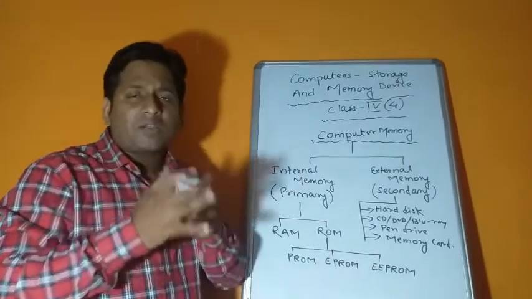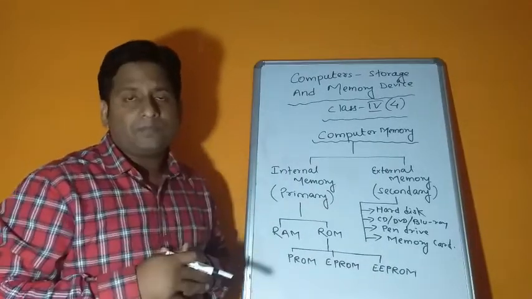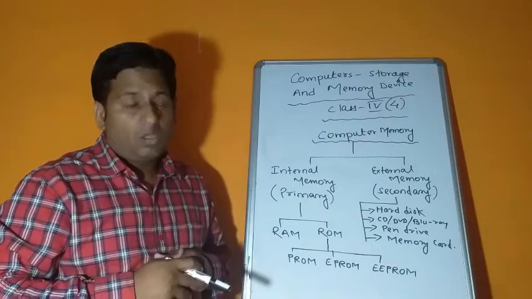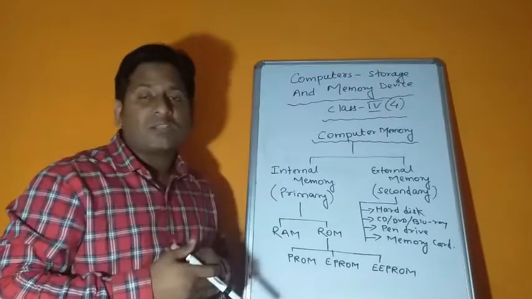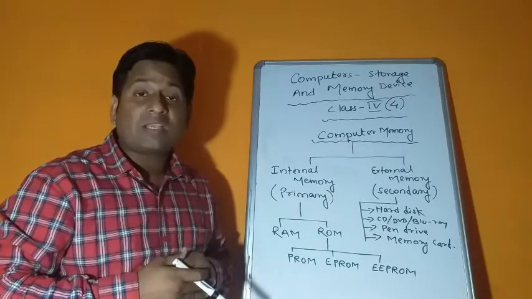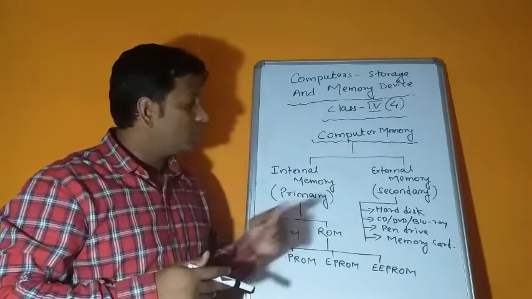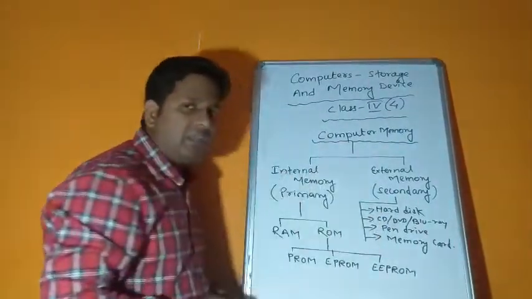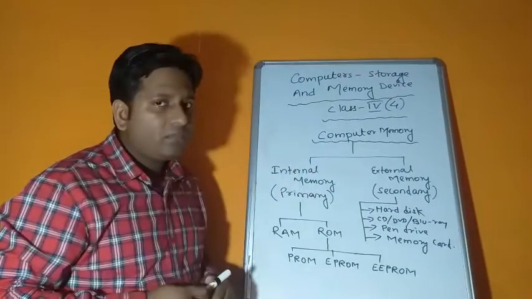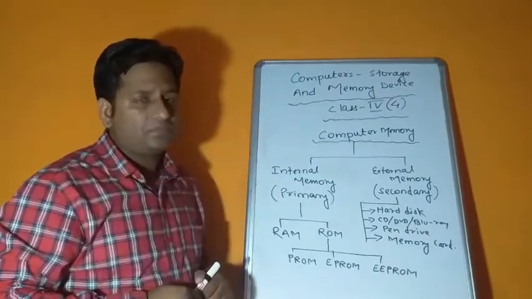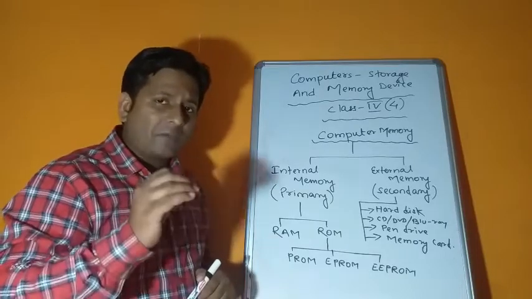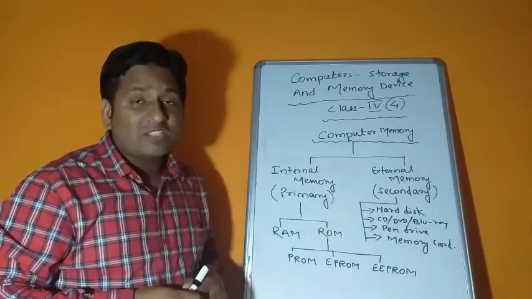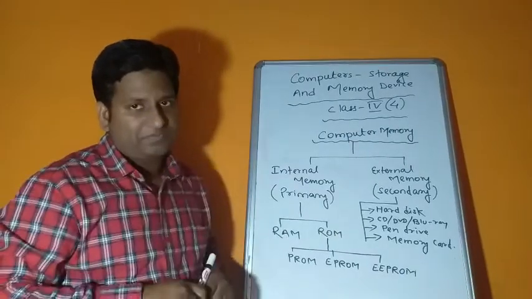So the advanced part of CD, more storage, that is DVD, digital versatile disk. Almost 6 times more data is stored. How many times? 6 times more data is stored than CD. Say suppose if one movie is stored in CD, then how many movies will be stored in DVD? 6 movies. Clear, children? So capacity is 4.7 GB.